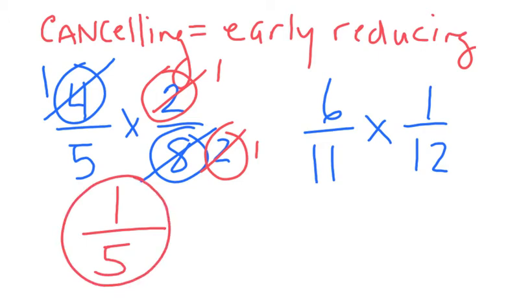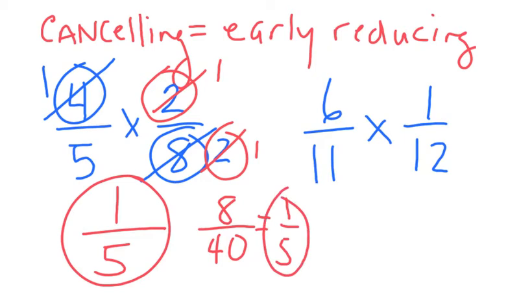Now, if you had not canceled at all, and you had just said, oh, 4 times 2 is 8, 5 times 8 is 40, then you would have gotten 8/40, which would have reduced to 1/5. So either way, you're going to get 1/5. So canceling is just early reducing. Look at the second example.